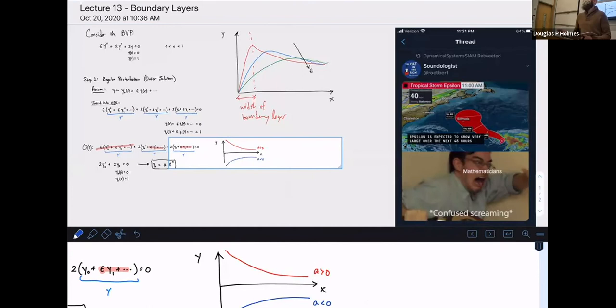And remember, the question we're trying to answer is, what boundary condition do I apply? And so then my question to you is, what boundary condition do I apply?